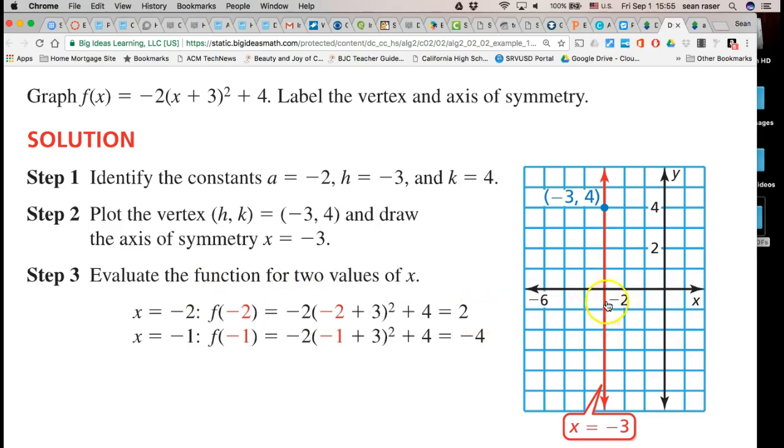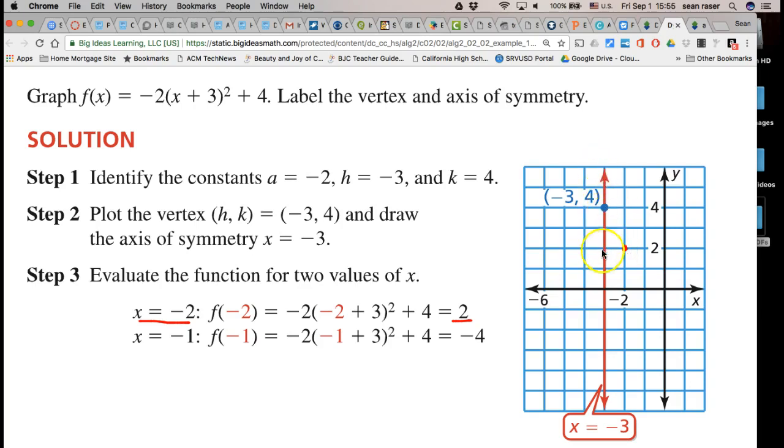So the 2 points we're going to pick are -2 and -1, just because those are right next to our axis of symmetry. And what that tells us, if we go ahead and plug in -2 for x, we get y equals 2. And if we plug in -1, we get y equals -4. Now, since we know when x equals -2, y equals 2, that tells us that this right here is a point on the graph.